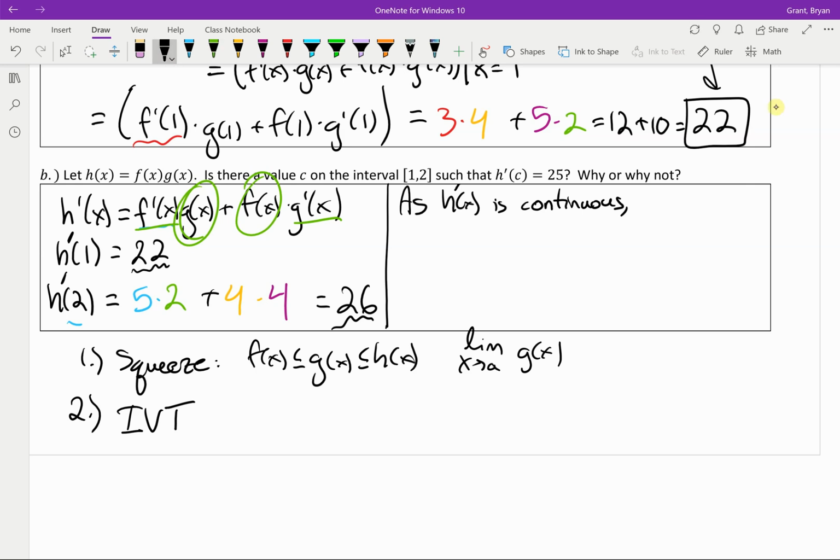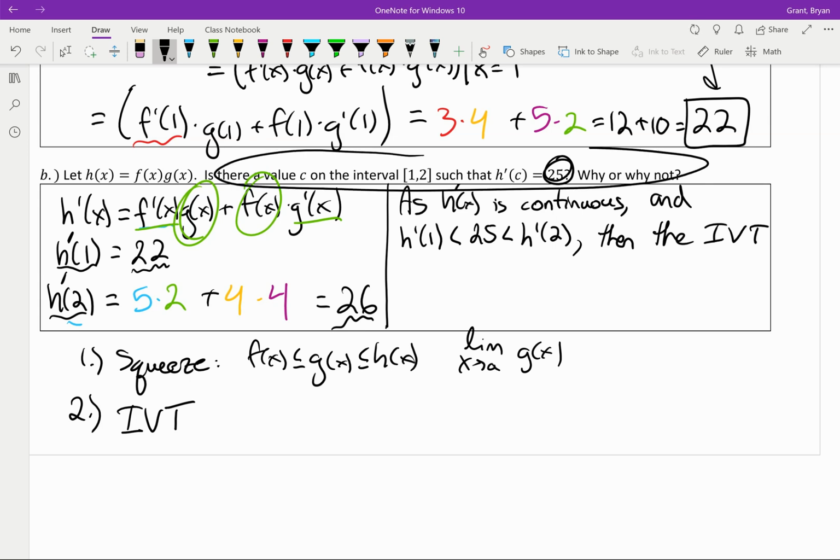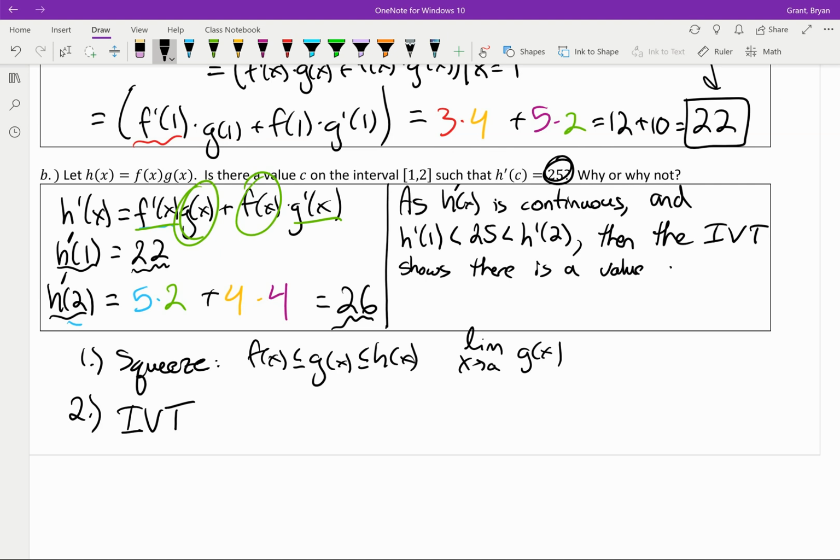So, as h prime of x is continuous, and what else had to happen for this to work? Well, this output had to be between these two. So h prime of 1, that's the small one, is less than 25, which is less than h prime of 2, showing that 25 is between the two outputs of the endpoints. Now we're on the easy part. Then the IVT, let's rewrite, shows there is a value c on 1 to 2 such that h prime of c equals 25. Again, just rewriting what's already there.